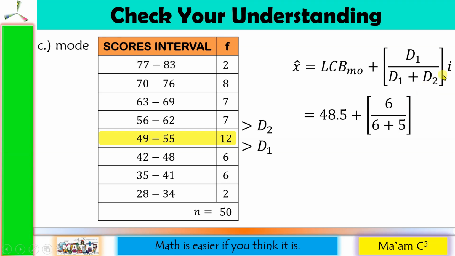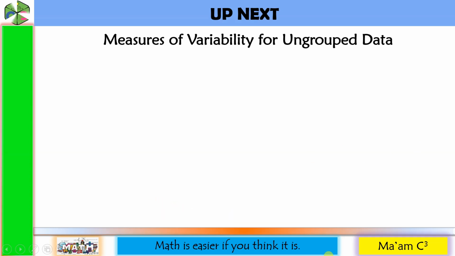Close bracket. Our i, let's simply subtract 48 minus 41 is 7. So this is times 7. Computing this in a calculator, this will give us 52.32. Our next topic is measures of variability for ungrouped data.